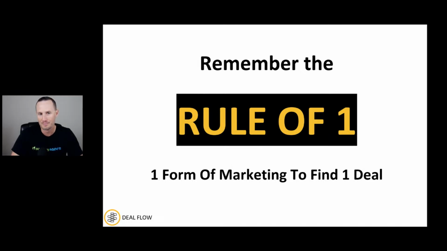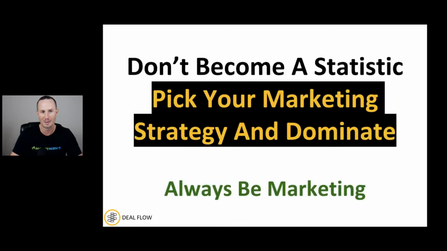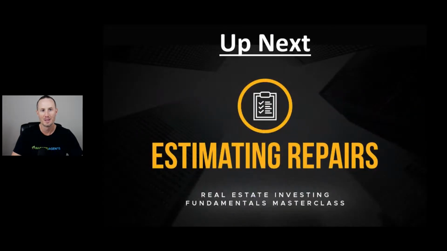Now, remember, biggest takeaway of today, the rule of one: pick one form of marketing and work it until you get your first deal. Then get better, continually get better at it till you master it, and then start considering moving on or stacking another form of marketing on top of it. You don't want to become a statistic. Pick your marketing strategy and dominate. Don't be one of the investors that just stops, gives up, quits, and they shut their business down. Always be marketing. Now that wraps up the deal flow part of this masterclass.